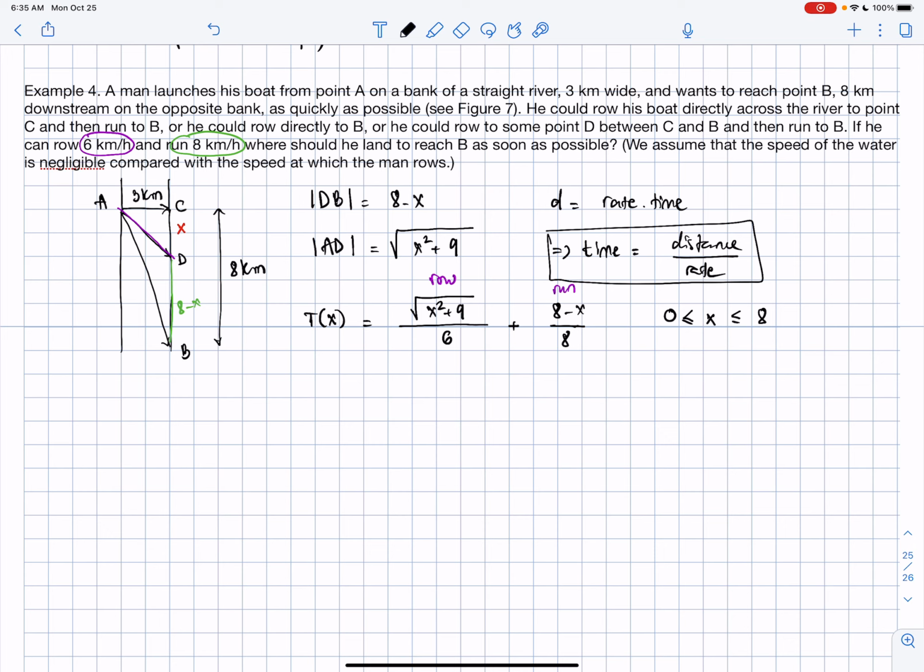So now let's take the first derivative of the time. We will use the chain rule here. So we're going to have 1 over 6, times x over the square root of x squared plus 9, and then minus 1 over 8, equal to 0.